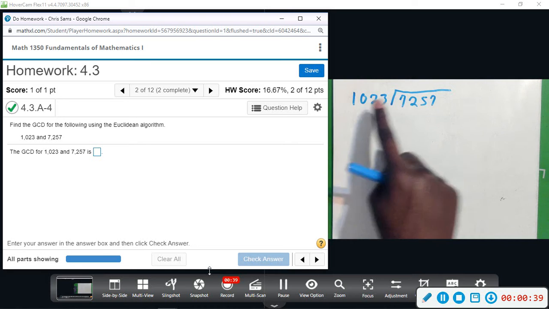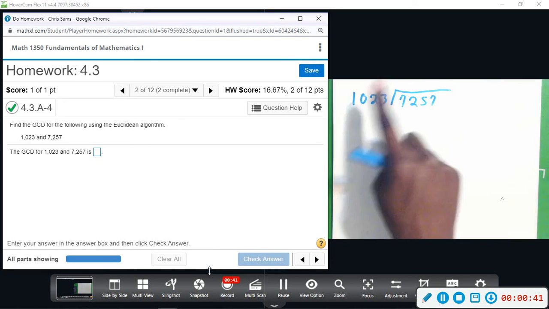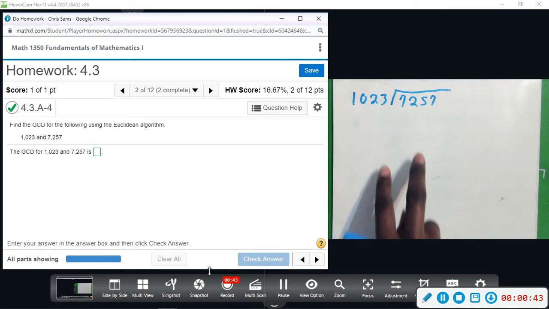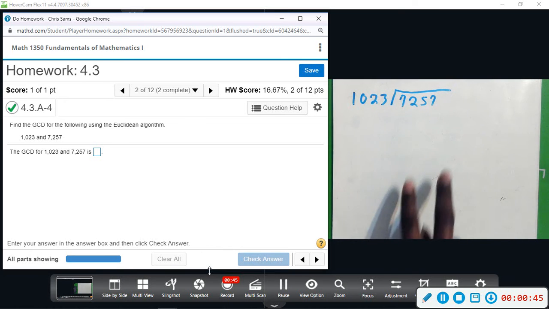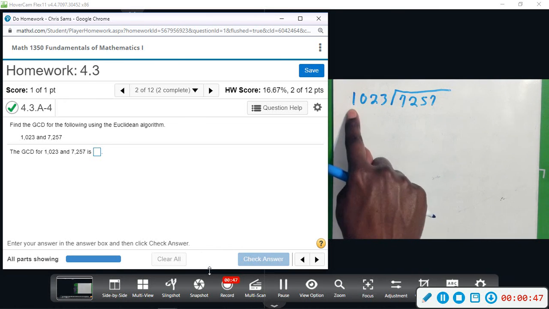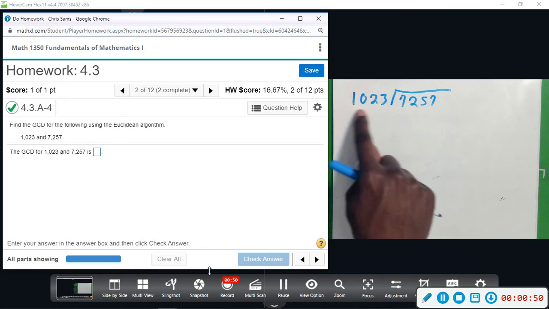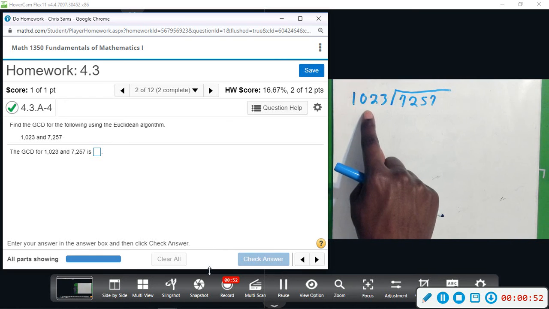If it doesn't, we're going to interchange our remainder in this, and we're going to divide those two numbers and continue that pattern until we get a remainder of 0. And at the time we get a remainder of 0, whatever we divide it by, that will be the greatest common divisor. Okay, so let me show you.